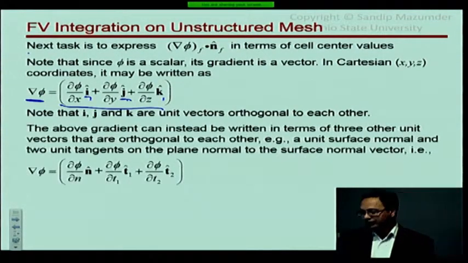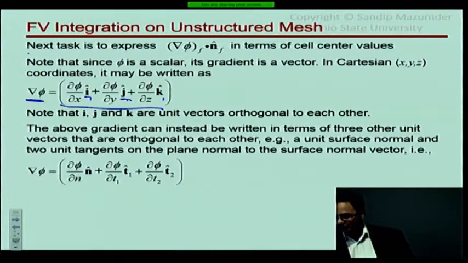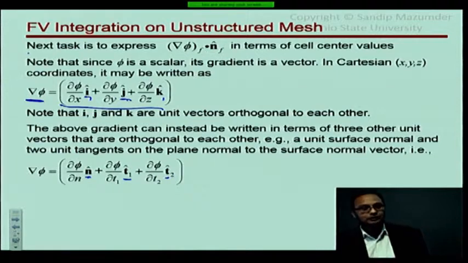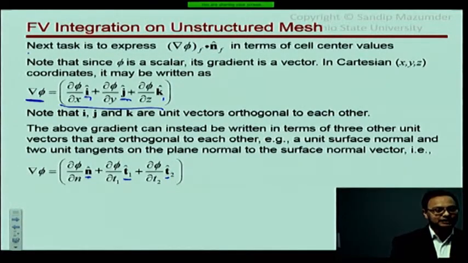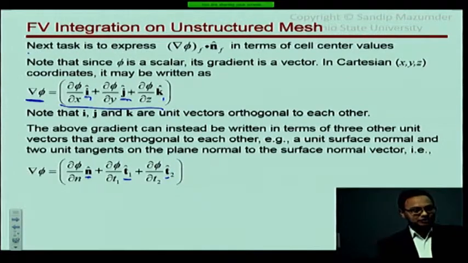One way to write this would be to use the local normal and the two local tangents. That's also a Cartesian system. It's just not aligned to x, y, z. So if I take a surface, I have a normal and I have two tangents. Those three unit vectors can be deemed a local coordinate system, and you can write a gradient using those three unit vectors. It doesn't have to be your x, y, z unit vectors.